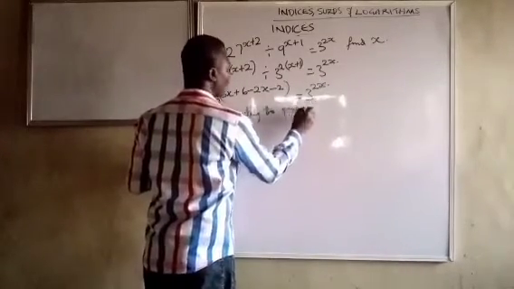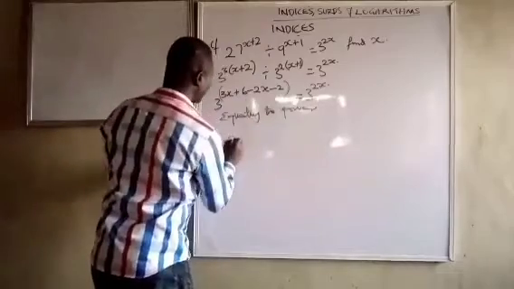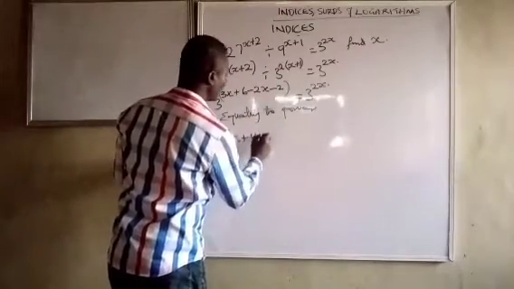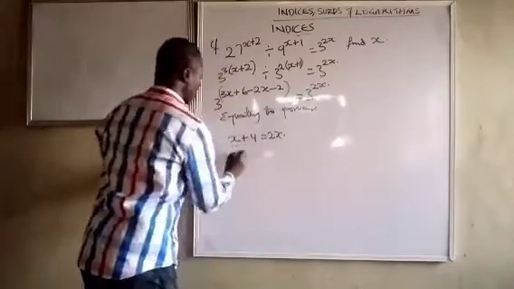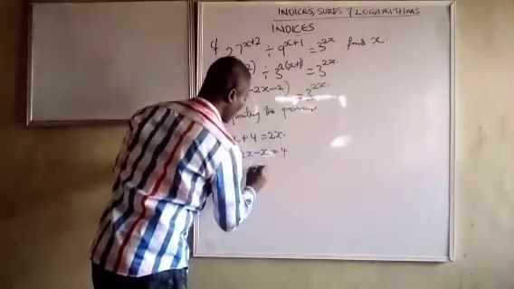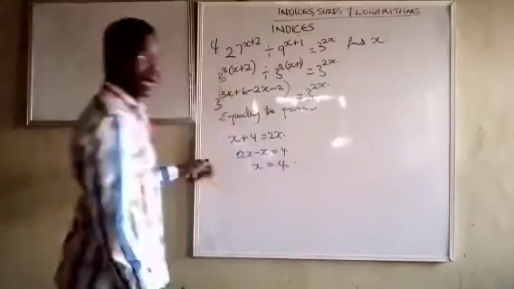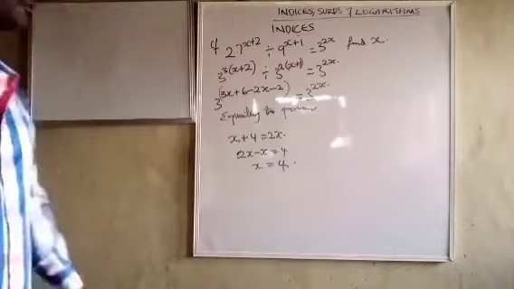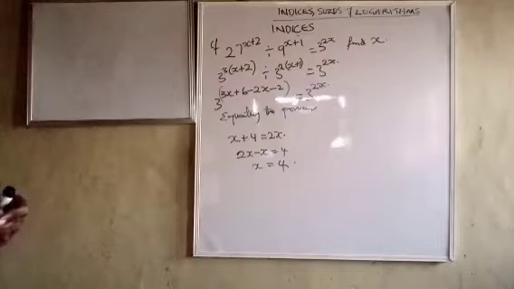Equating the power, we have x plus 4 equals 2x. So 2x minus x is equal to 4, x equals 4. So our answer is 4. Very straightforward.